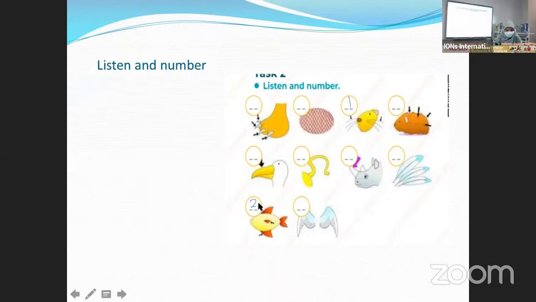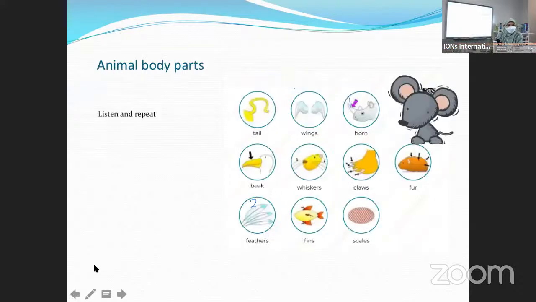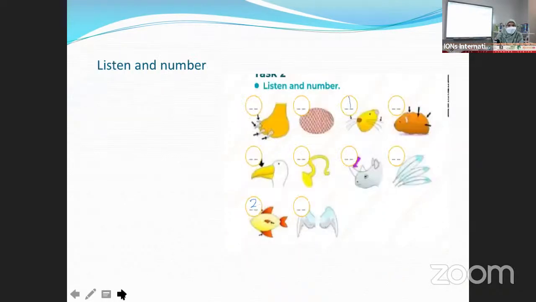So, how about the next one? Number 3. Horn. Which one is horn? Which one is the body part of an animal called horns? Is it this? Or is it this? I forgot, miss. We can check the slide before this. Which one is horn? Oh, this one. This one is horn. So we can put the number 3. The answer is here. It's a horn. So we can write the number in here.